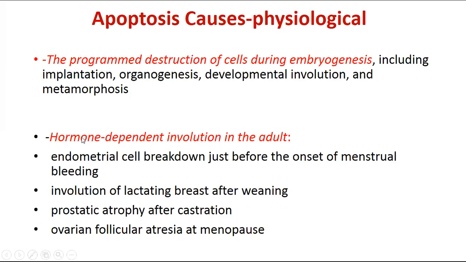If there are no hormones, the cells will die. Endometrium cells also depend on hormones, the lactating breast also depends on hormones, the prostate depends on hormones. Similarly, the ovaries also depend on hormones. Hence, when a woman goes into the phase of menopause, that means her reproductive age has ended. There is no endometrial shedding, no menstrual bleeding every month. At that age, the ovaries also get atrophied because there are no hormones. So all this atrophy of the ovarian follicular cells is the process of apoptosis.